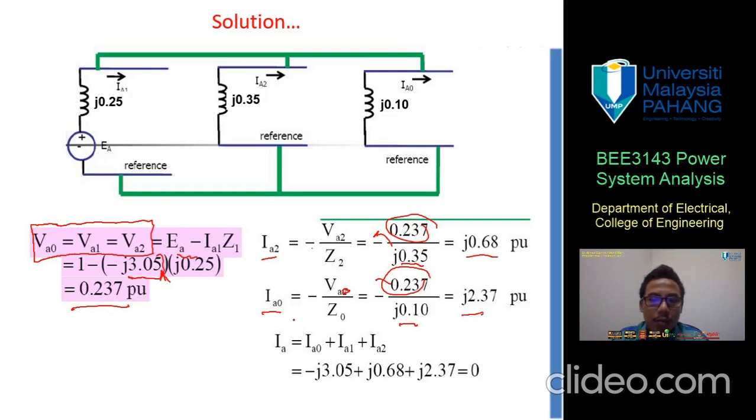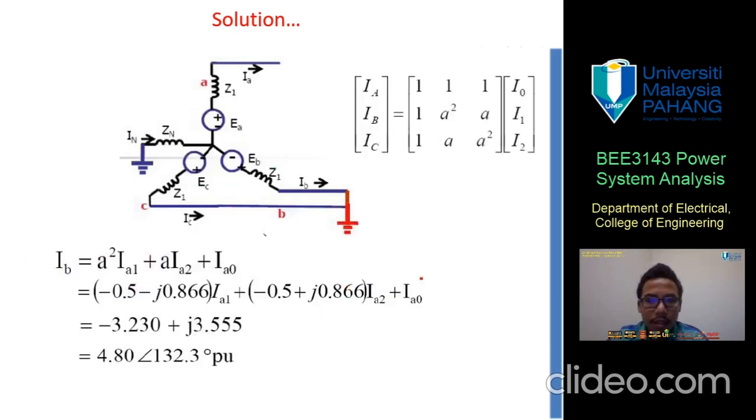As we mentioned before, IA equal to IA0 plus IA1 plus IA2 must be equal to 0. So this is how we prove it. Here we have proven that IA equals 0. Okay, finished. Then next, what should we do? Using the same matrix that we have learned many times over and over again.